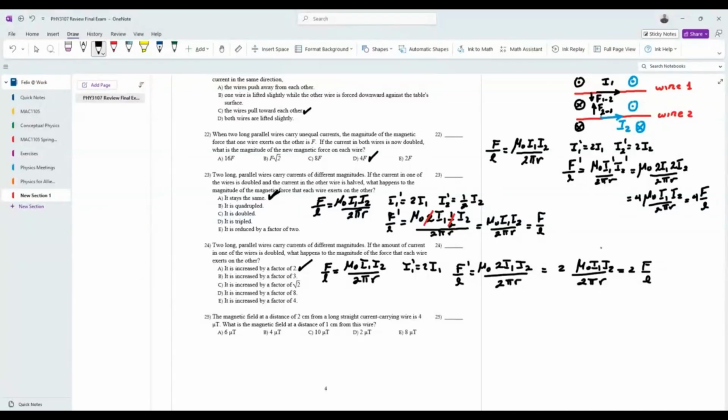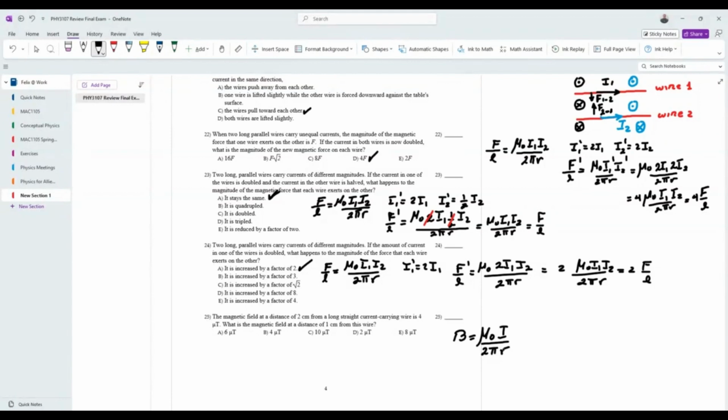Now look at the next one. They say the magnetic field at a distance of 2 centimeters from a long straight current carrying wire is 4 microtesla. So what is the magnetic field at a distance of 1 centimeter from this wire? Let's see what the equation of the magnetic field surrounding a current carrying wire is. It will be B equals mu sub 0 I over 2 pi r.